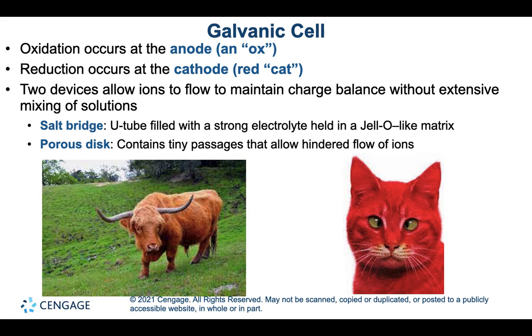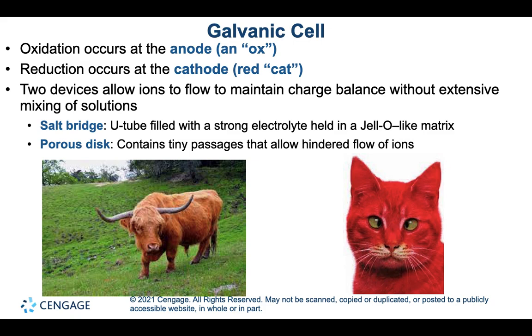Now, the other one is kind of an absurd picture because you normally don't see cats this color, but you imagine in your mind a red colored cat. A red cat. Reduction occurs at the cathode. Red cat. So an ox, anode, oxidation, red cat, reduction, cathode.